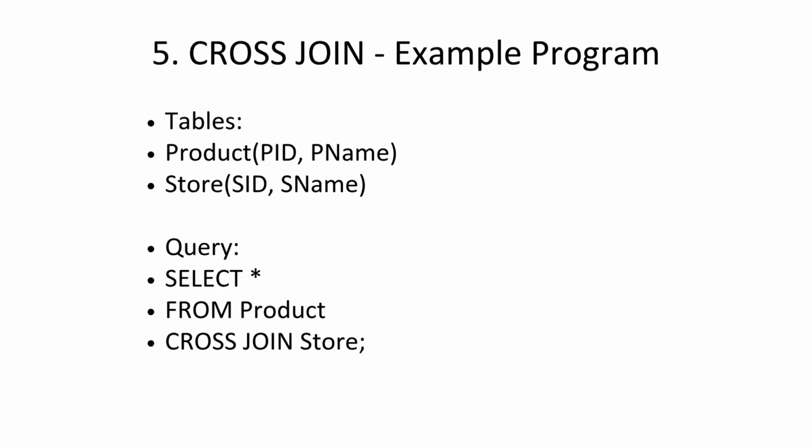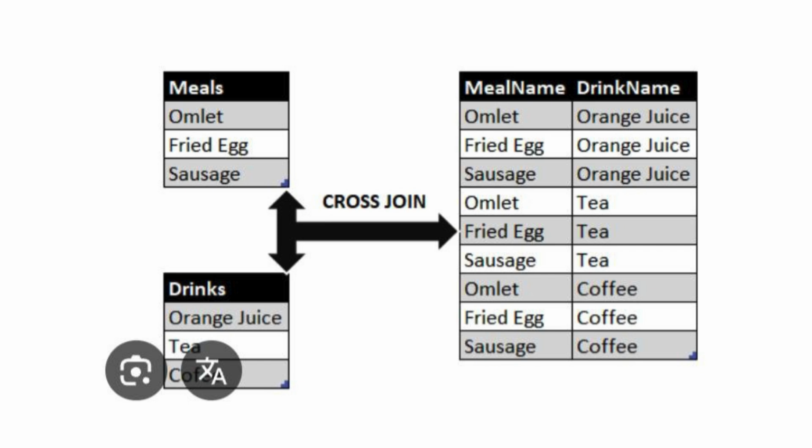Cross join example program. Let's see a cross join example. We have product (PID, PName) and store (SID, SName). Query: SELECT * FROM product CROSS JOIN store; This lists every product in every store. It's useful when we want to show all combinations of items and locations, like a sales plan.